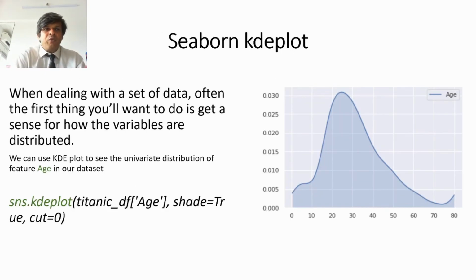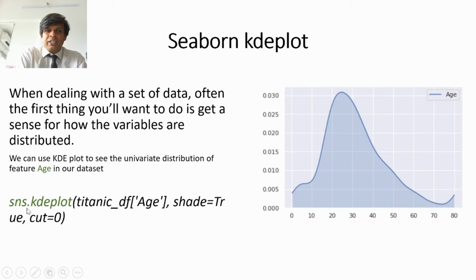Okay, now when dealing with a set of data, often the first thing you will want to do is get a sense of how the variables are distributed. One way of doing that is using the Seaborn KDE plot. So we can use KDE plot to see the univariate distribution of feature age in our data set, which I have indicated in this graph.